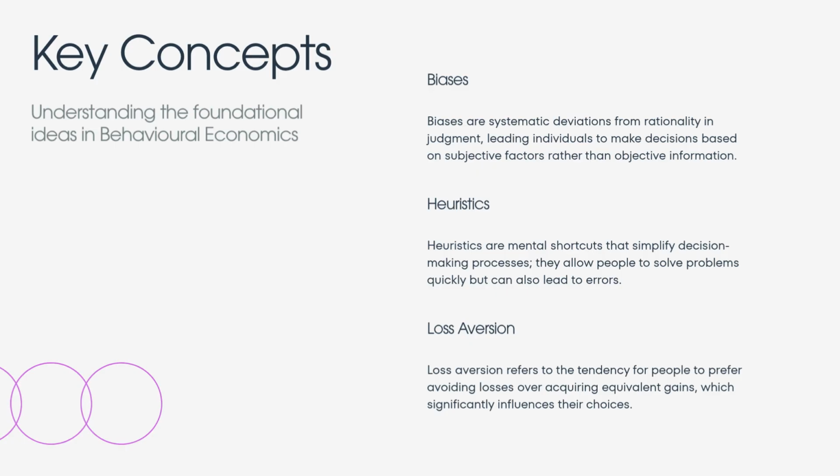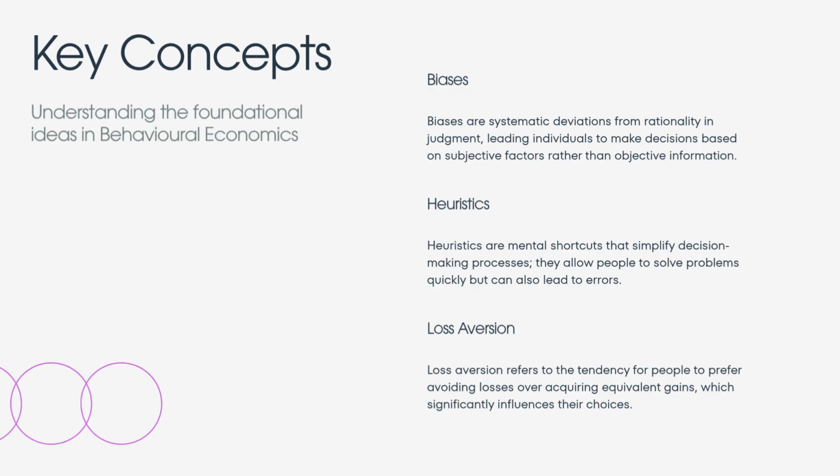The second one is heuristics. This is basically a mental shortcut you use to make decisions, like choosing a well-known brand in a supermarket because it feels safer, even if it's more expensive, or choosing the first thing on the menu because you've always ordered it and it's the easiest one to look at.